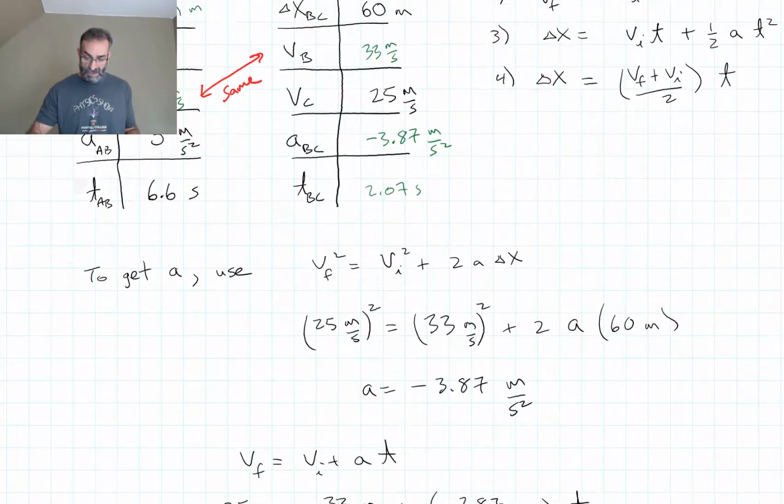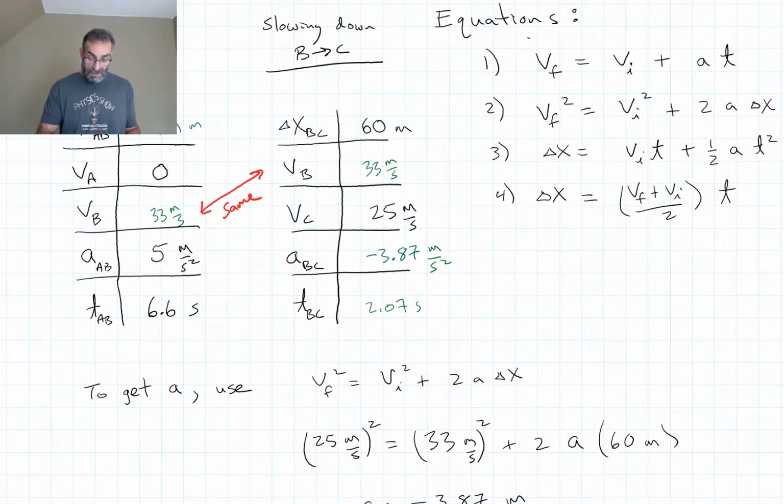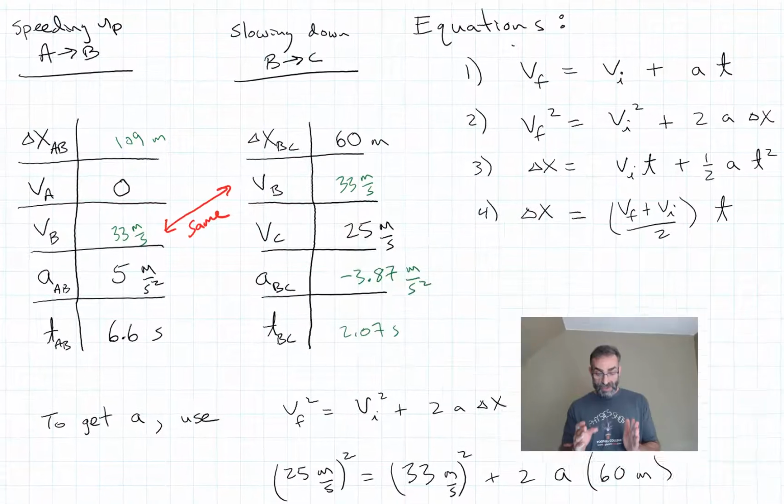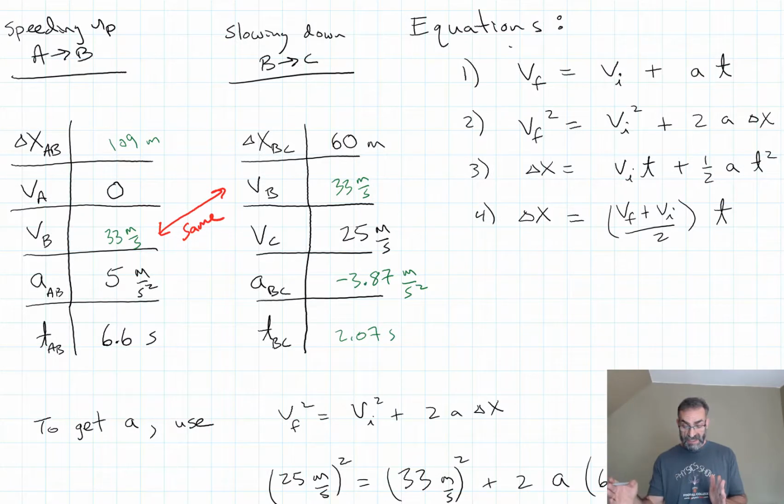So let's take a look at what we got. The distance in the first section, 109 meters. The distance in the second section, 60 meters, a total of 169 meters. We know our initial speed, our intermediate speed, our final speed. We know the accelerations. We know the time was 6.6 seconds while we were speeding up, 2.07 while we were slowing down. We could add them together to get the total time. So I think we've figured everything out for this problem.